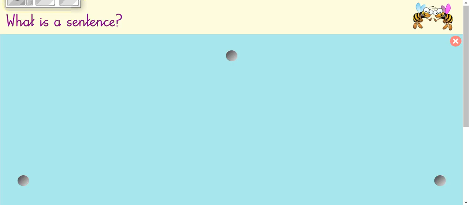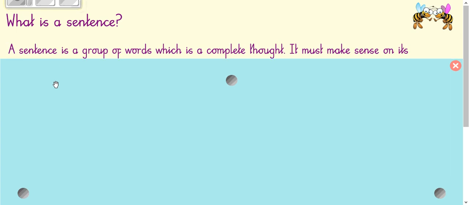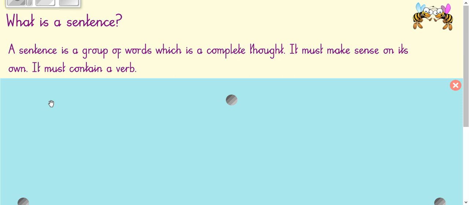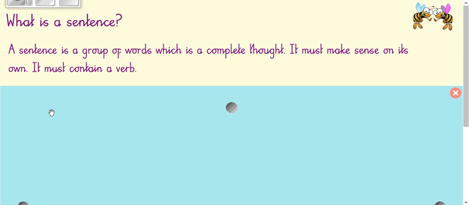So, what is a sentence? A sentence is a group of words which is a complete thought. It must make sense on its own. It must contain a verb.